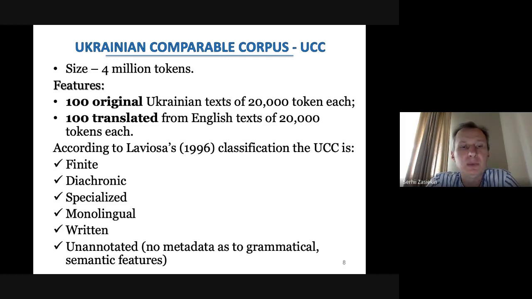It was specialized because it contained texts of fiction, not medical or economic texts. Monolingual, since the corpus contained two subcorpora, and each contained Ukrainian language texts, that is, translated into Ukrainian and originally written in Ukrainian. It was written, natural, and unannotated, because no metadata on grammatical or semantic features of those texts was necessary.